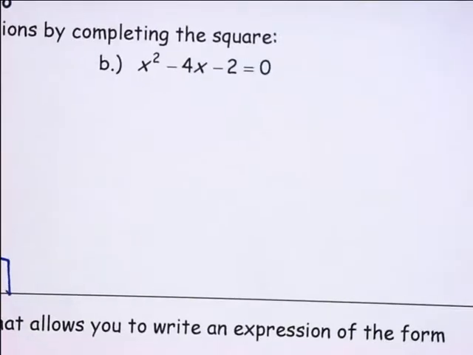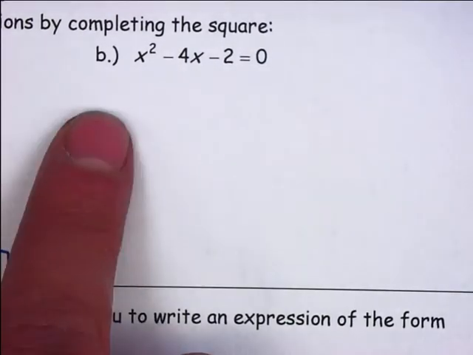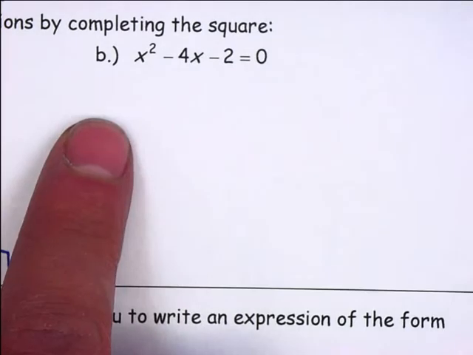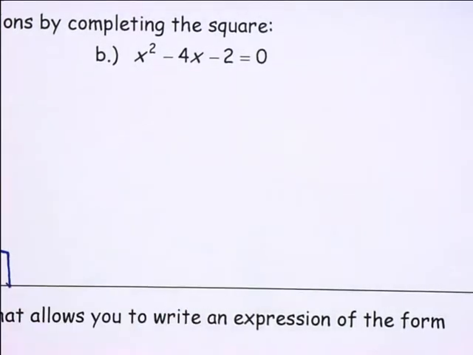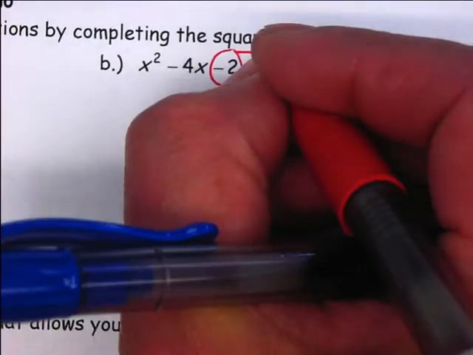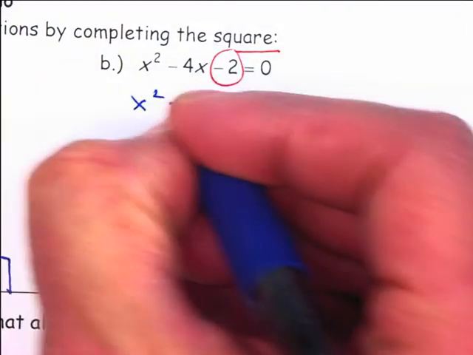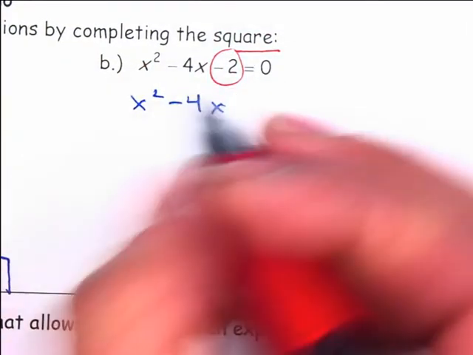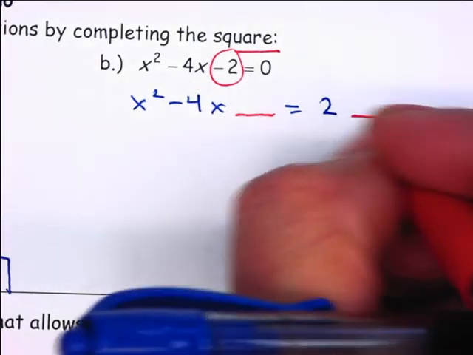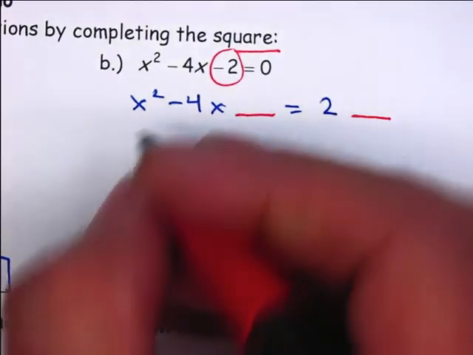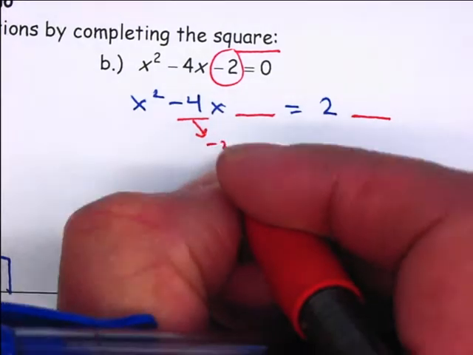At this point, I assume that all of you guys have done letter B. If not, take some time to be able to work out letter B by yourselves first. Letter B. I'm going to move my 2 to the right. Becomes a positive 2, x squared minus 4x. Leave some space. Is equal to 2. And there's my space.